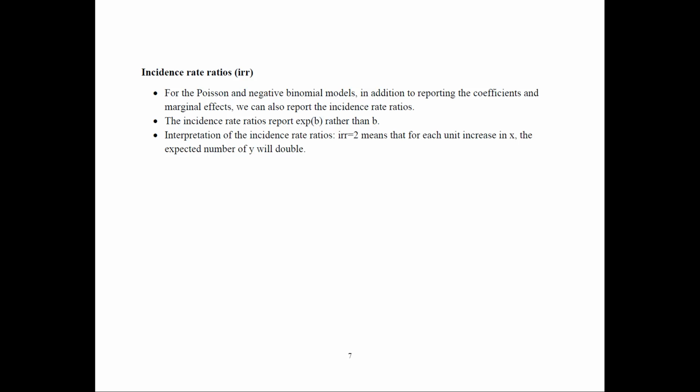Next, we will talk about the incidence rate ratios. And these are very similar to the odds ratios that we talked about before in the probit and logit models. So for the Poisson and negative binomial models, we could report these in addition to reporting coefficients and marginal effects. And the incidence rate ratios report the exponent of beta, of the coefficients, rather than the coefficients themselves. An interpretation would be that an incidence rate ratio of 2 would mean that for each unit increase in x, the expected number of y will double. That's how they're interpreted.